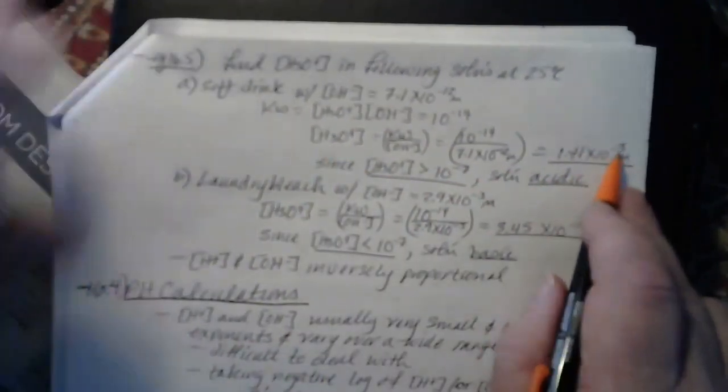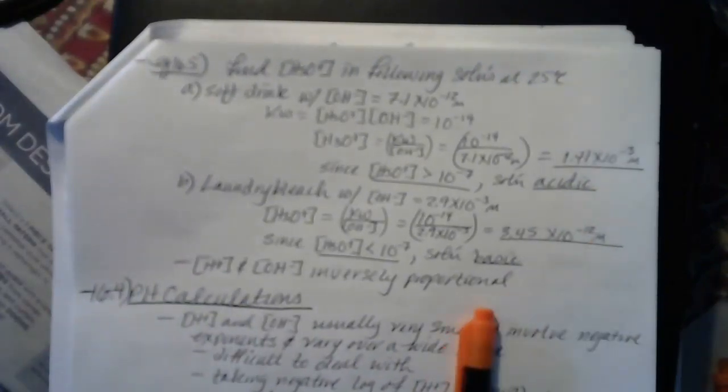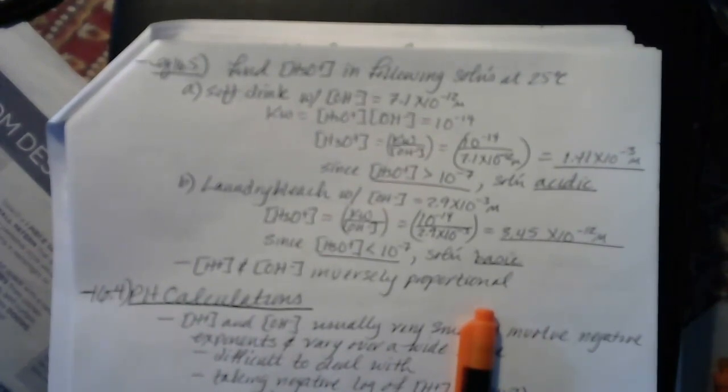That makes sense because 10 to the minus 3 is actually a fairly large concentration when you're dealing with acids and bases. And it's said that what we're talking about here is a soft drink. Soft drinks, well, essentially all of them, are acidic to one degree or another. And so you really should come out with a relatively large concentration of the H3O plus ion.